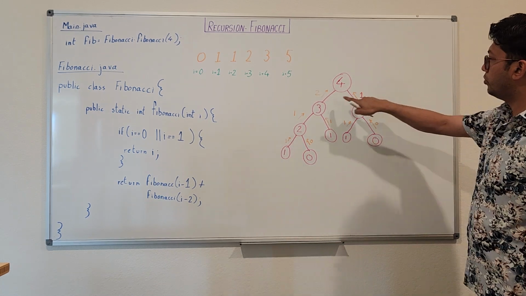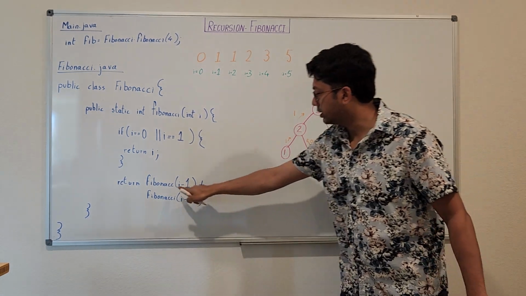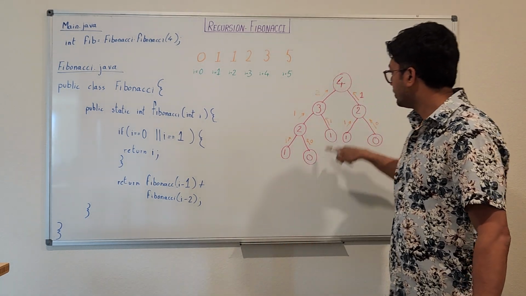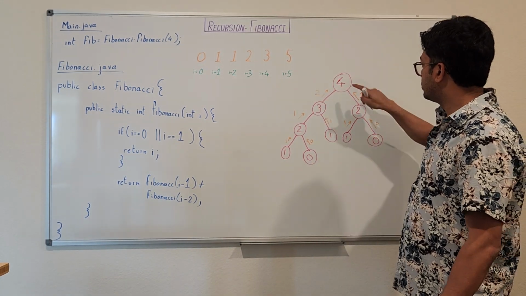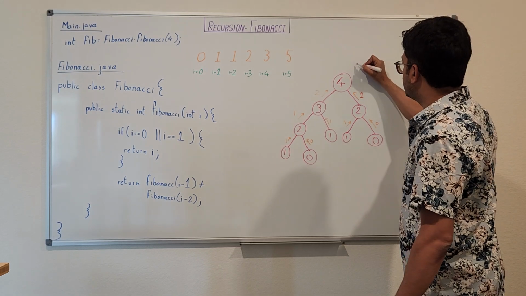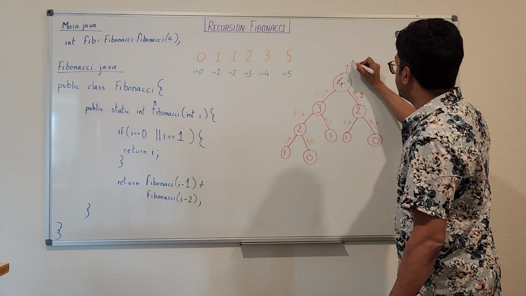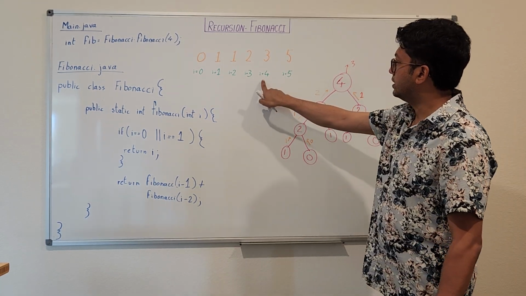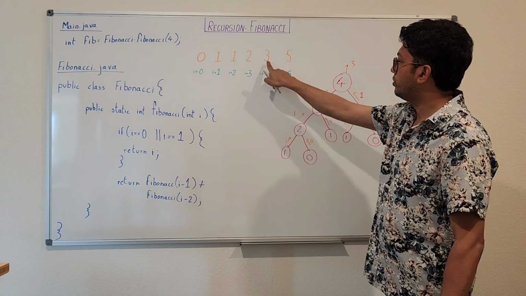Returns 1. Now 4, when 4 calls, it had called for 3, it had called for 2. It gets this for 3, this for 2, adds both, returns 3. Whoever is a caller, it returns 3, which is what it is, right? For index 4, Fibonacci is 3.